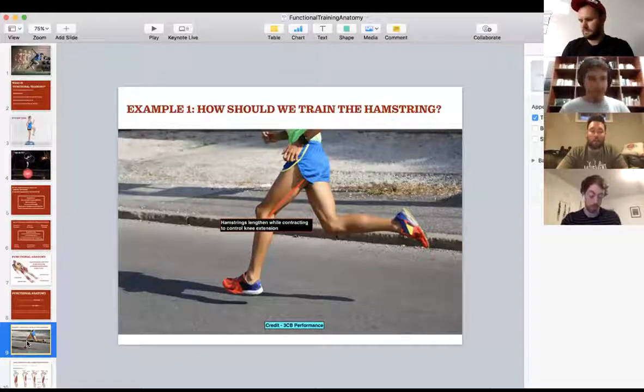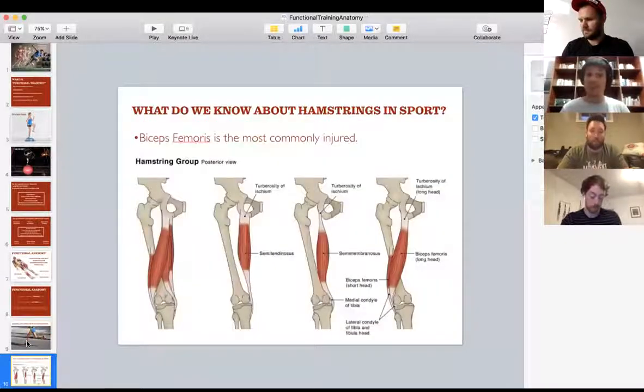I think we have to have a basic understanding of the hamstring, what it does, and how it commonly gets injured in sport. So what do we know about hamstrings in sport? Obviously, we have 3 major hamstring muscles: the semitendinosus, semimembranosus, and the biceps femoris, both the long head and short head. Just quickly, some facts. The biceps femoris is the most commonly injured of all 3 of those muscles, right? That's the one where we tend to see people with hamstring strains, and that's usually by a long shot.